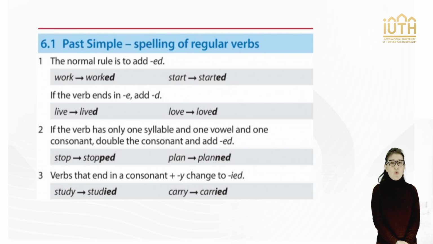As I mentioned before, we add -ed to the base verb to make the sentence in the past. There are spelling rules for regular verbs. First, the normal rule is to add -ed: work, worked. If the verb ends in e, add d. For example, live, lived. Start, started.